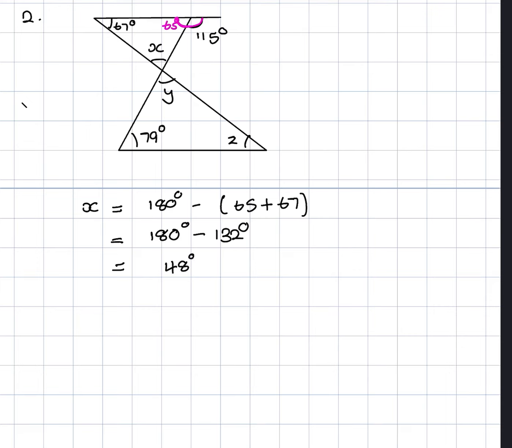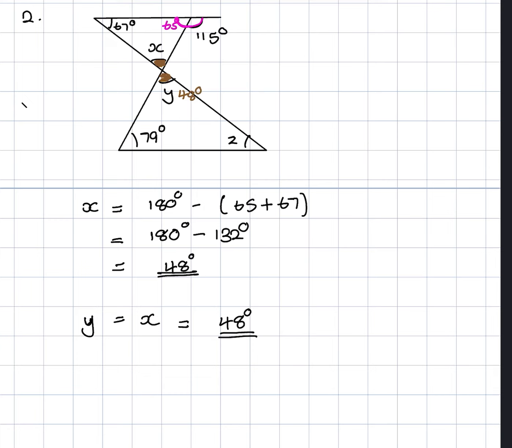What is happening between x and y? X is vertically opposite to y. These two angles are vertically opposite to each other, so they are equal, which implies that y is equal to x, which is equal to 48 degrees. That's what happens with angles. The moment you find one angle, it becomes easy to find the missing angles. Let me use a different color so that we remember this one was a missing angle. So this one is 48 degrees.